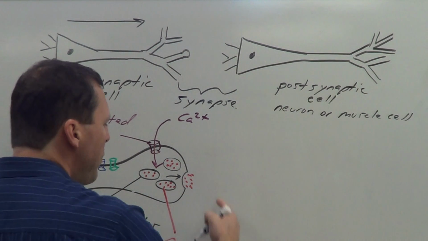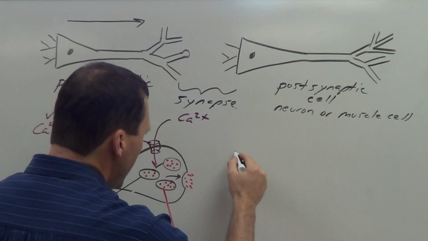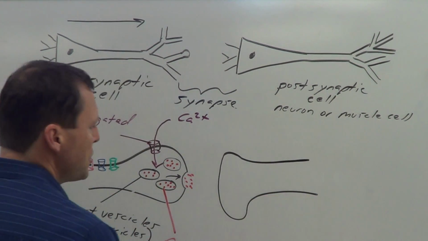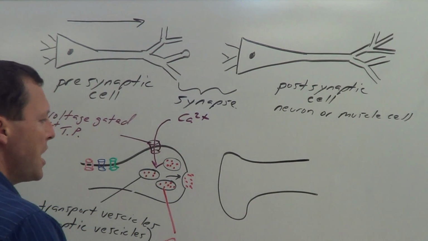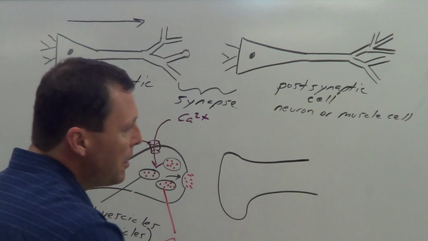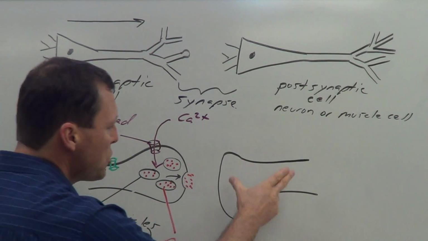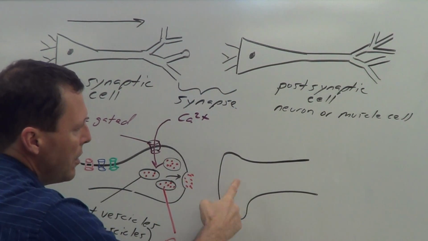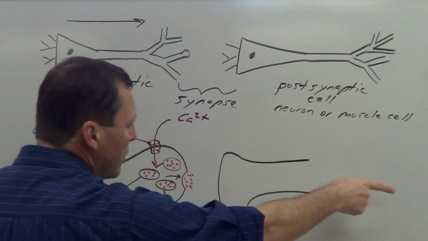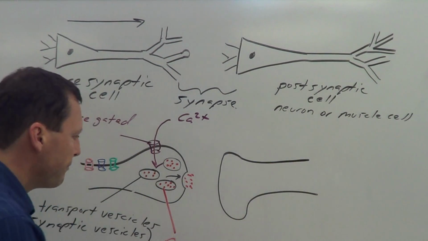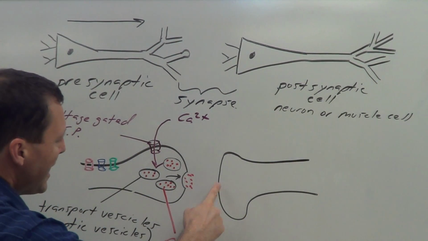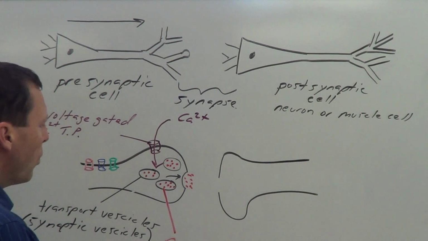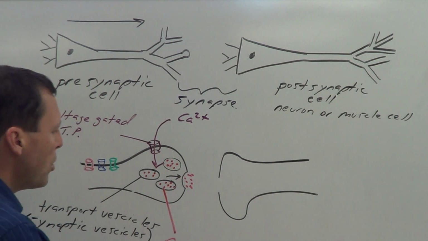Now I'm going to draw my postsynaptic cell. Here it is. That's going to be my postsynaptic cell. Now again, this could be a neuron or it could be a muscle cell. If this was a neuron, we'd actually be looking at the dendrite. If this is a muscle cell, then we'd be looking at the muscle. In this postsynaptic cell, we're going to have some additional proteins.